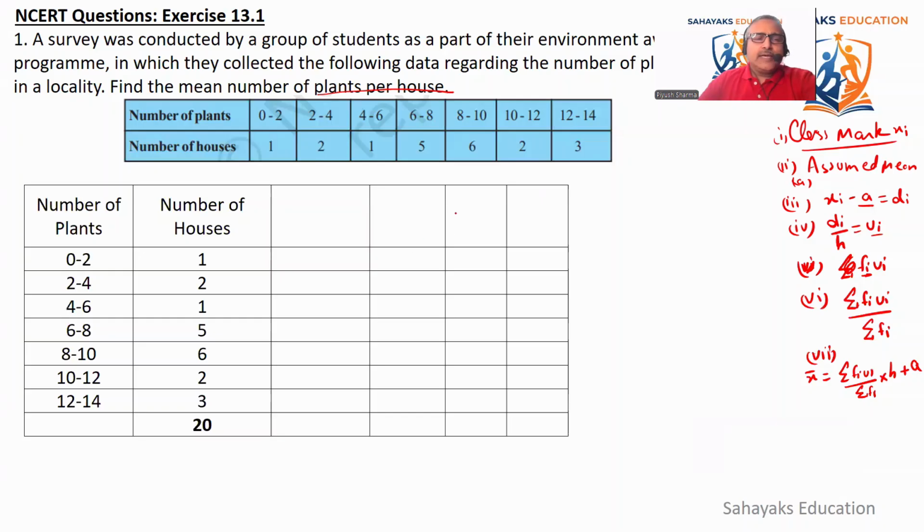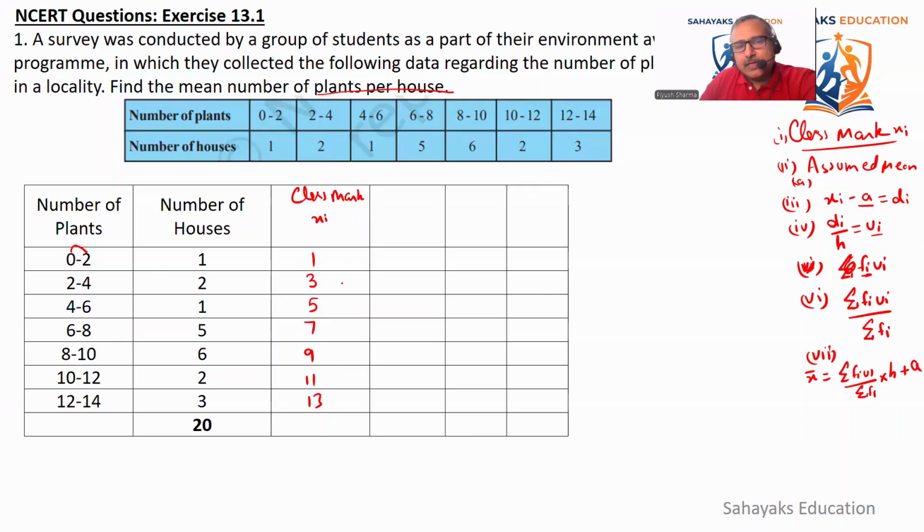Okay. So here is the list of number of plants and number of houses. First of all, we are going to find the class mark, and we'll call it Xi. What is the class mark? It is 0 plus 2 divided by 2, which comes out to be 1. The second one, 2 plus 4 is 6, and 6 divided by 2 comes out to be 3. In a similar manner, we find the class mark for each value.